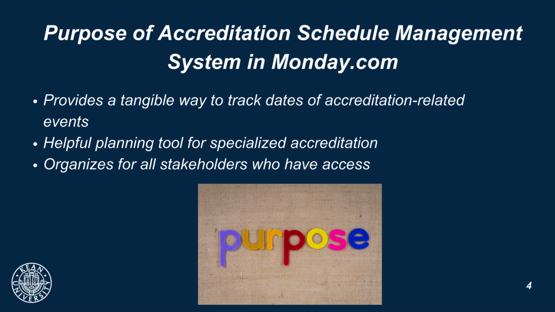The purpose of the accreditation schedule management system is threefold. One, it provides a tangible way to track dates of accreditation-related events, for example, self-study due dates, annual report due dates, site visit dates, dates for financials, etc. Two, it's a helpful aid to plan events related to specialized accreditation, to anticipate when and what you need to do for your next accreditation-related event. Three, it keeps all accreditation-related events organized for all stakeholders to have access.